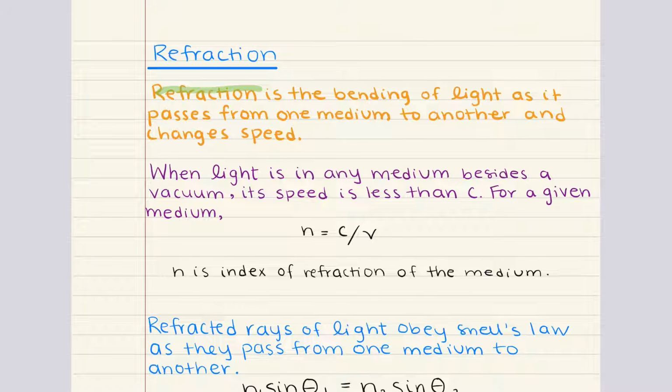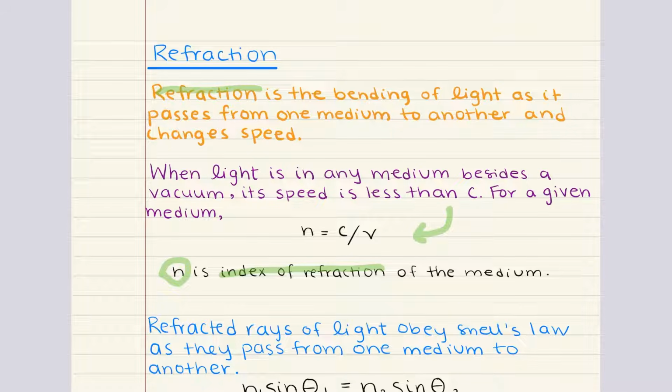For instance, light travels fastest in a vacuum at a speed of approximately 3 × 10⁸ meters per second. However, in any medium other than a vacuum, light's speed is reduced. To quantify this change, we use a value called the index of refraction, which is denoted as lowercase n. This index of refraction is specific to each medium, and it can be calculated using this equation right here.